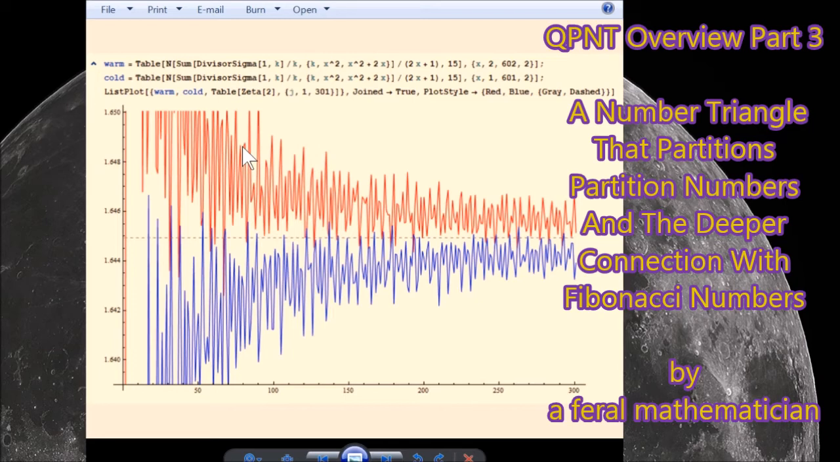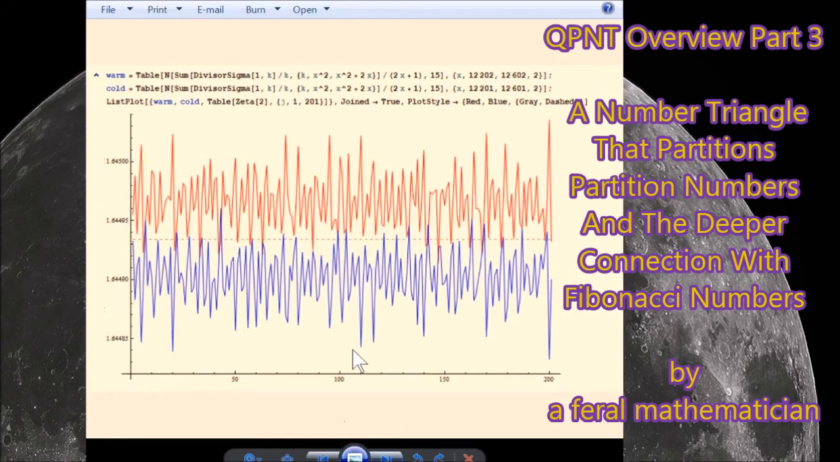spans of the consecutive numbers between squares, and just to show that this behavior continues, this is x equals 12,000, so each one of the data points is an average over like 24,000 numbers.